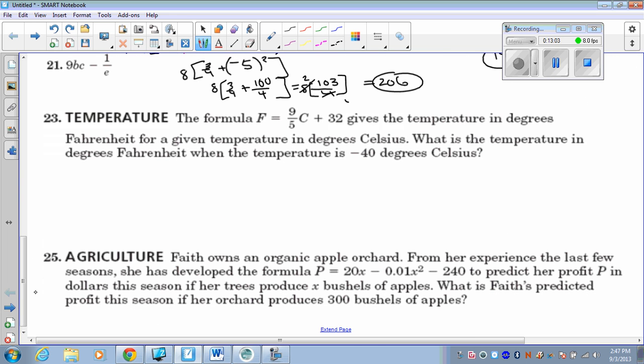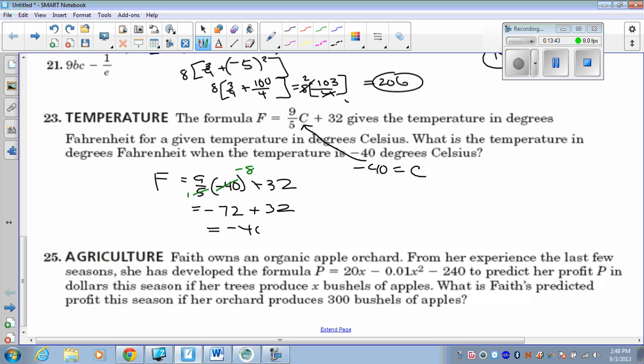Alright, we got some word problems. They give you a formula. They ask you, what is the temperature in degrees Fahrenheit if it's negative 40 degrees Celsius? So basically, we're just going to say negative 40 equals C, and substitute that in up here. So we end up with F equals 9/5 times negative 40 plus 32. I got negative 40 in the top, 5 in the bottom. Let's reduce that to negative 8 over 1, because 40 divided by 5 is just negative 8. I got 9 times negative 8, which is negative 72, plus 32 equals negative 40.